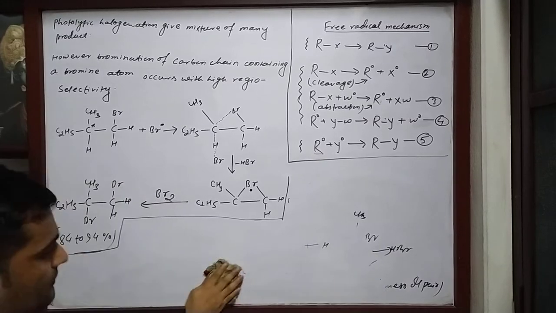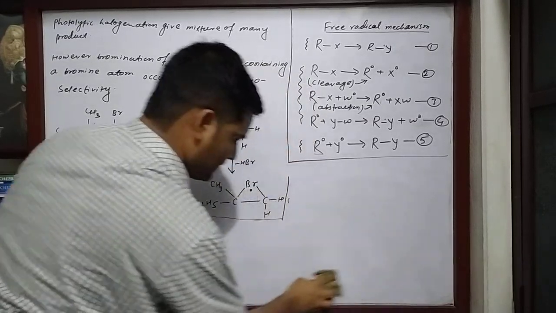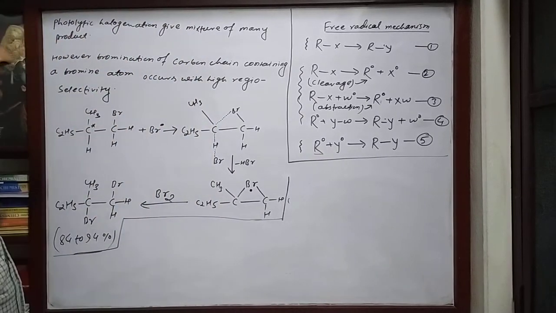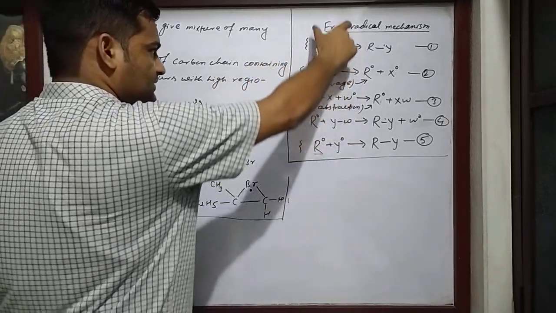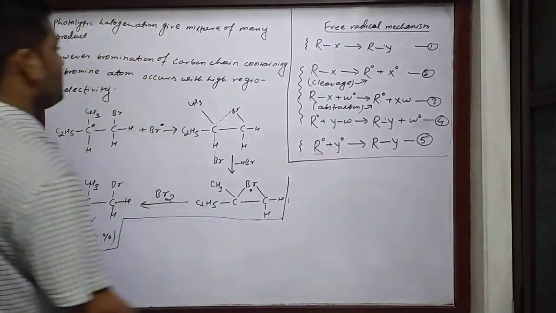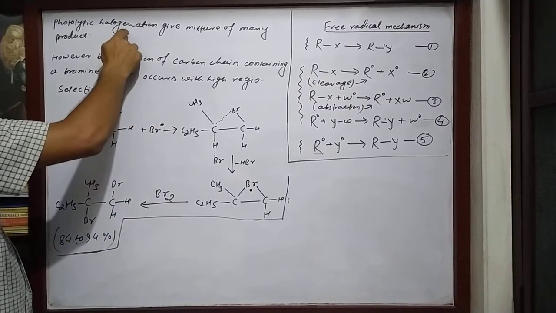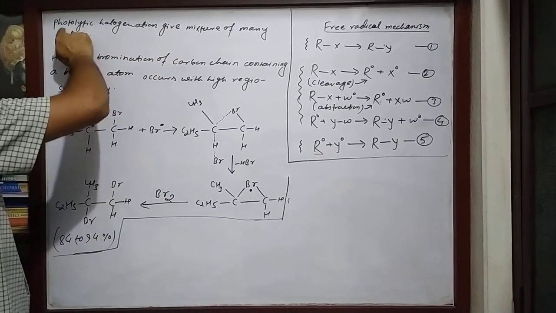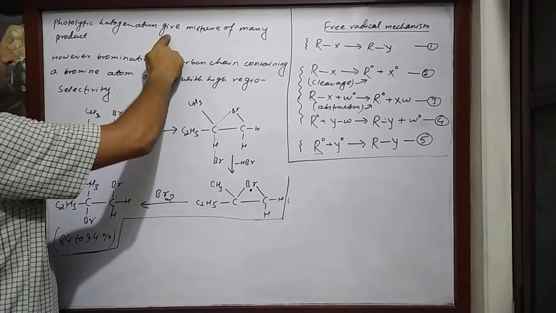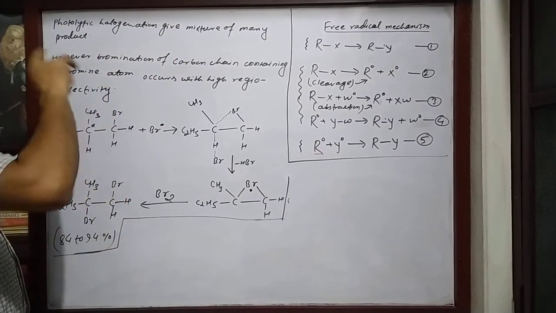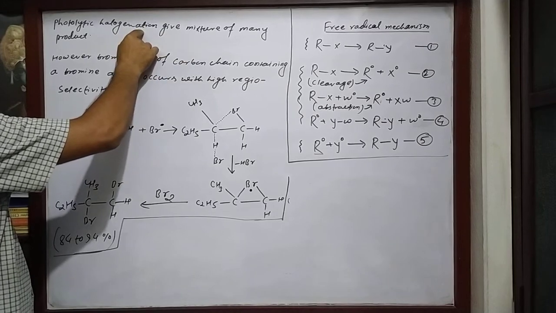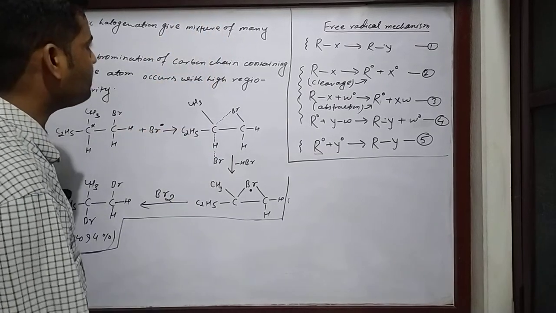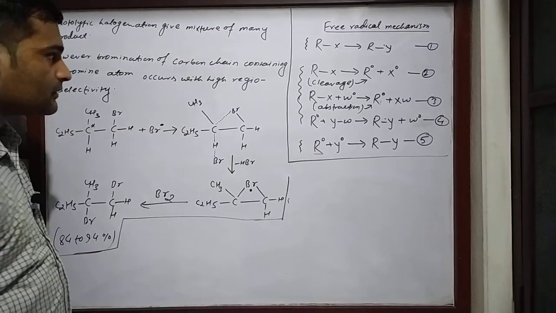If you understand neighboring group participation in nucleophilic substitution, now come to NGP, neighboring group participation in free radical mechanism. This is the general free radical mechanism in aliphatic substrate. What is the evidence of neighboring group participation in free radical mechanism? When we carry out photolytic halogenation, free radical bromination in the presence of light, it gives a mixture of many products, it doesn't give a single product.